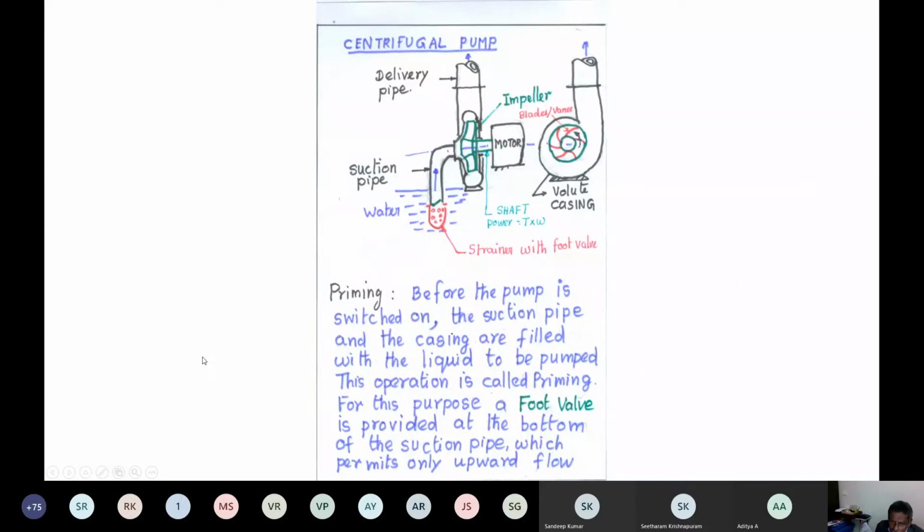Now, if you do not do that, why will the pump not be able to pump the water? So this is something to think about. Can you give some answer for that?